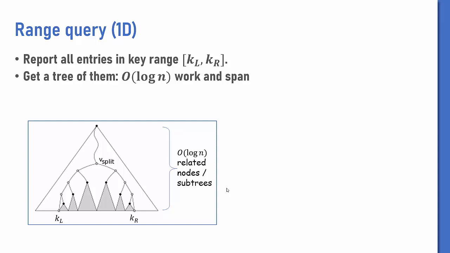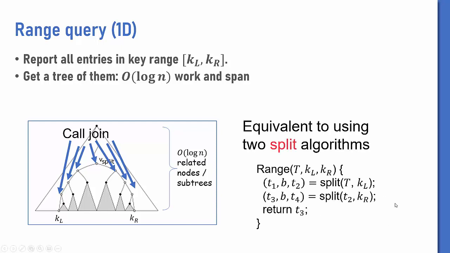We can also use join to do range queries. Now, given the key range KL to KR, we want to output a tree containing all elements in this key range. If we look at all elements inside this range, there are some subtrees and some keys in between them. So we can just call join algorithms to connect all of them in a bottom-up manner, and this process is also equivalent to using two split algorithms on KL and KR respectively. Although in implementation we don't write it this way, conceptually this is equivalent to using two splits.